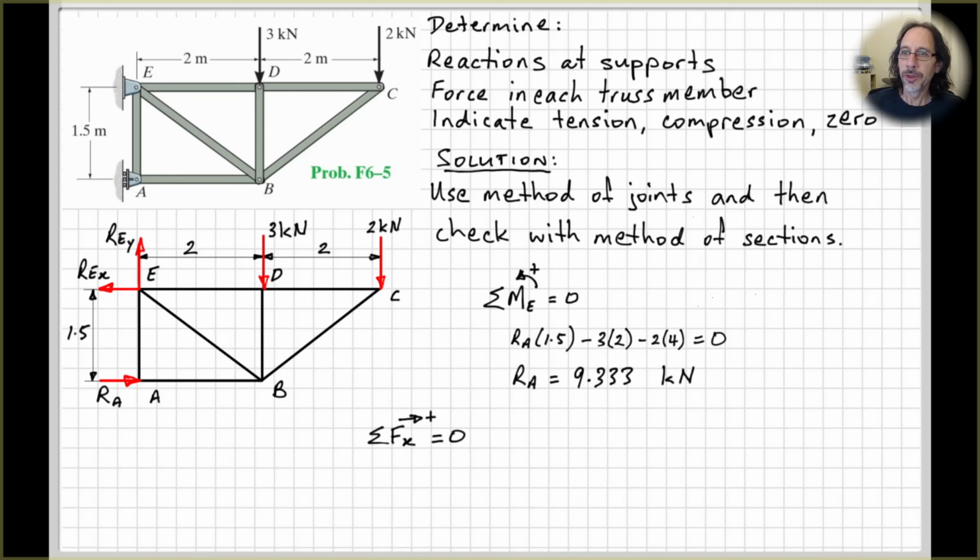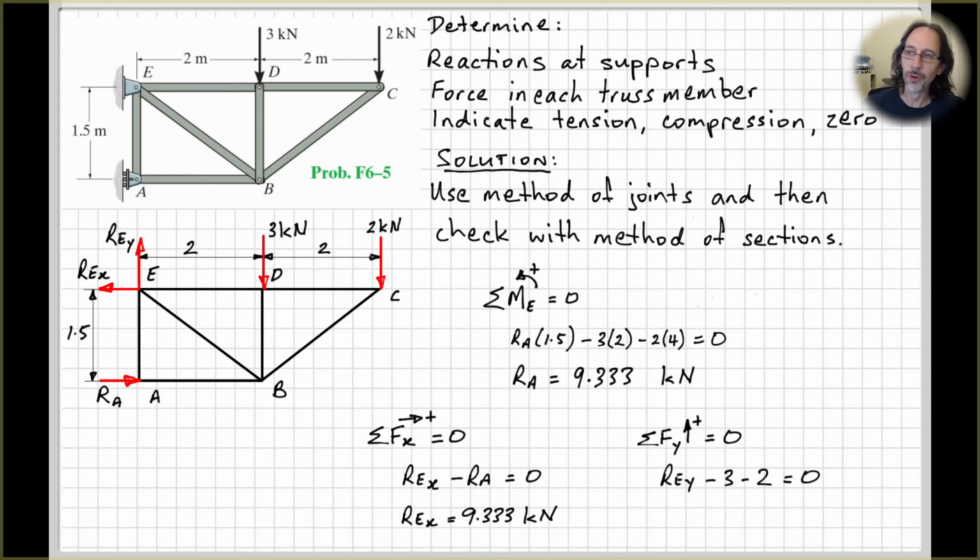Right, so let's look at the sum of the forces in the x direction equal 0. We've only got 2, REX and RA. We've just found RA, so we can easily find REX. And then the sum of the forces in the vertical direction, as I mentioned before, we should be able to see that we can find that pretty easily. We've only got REY as an unknown, and then our 2 known loads. So REY will be 5 kilonewtons.